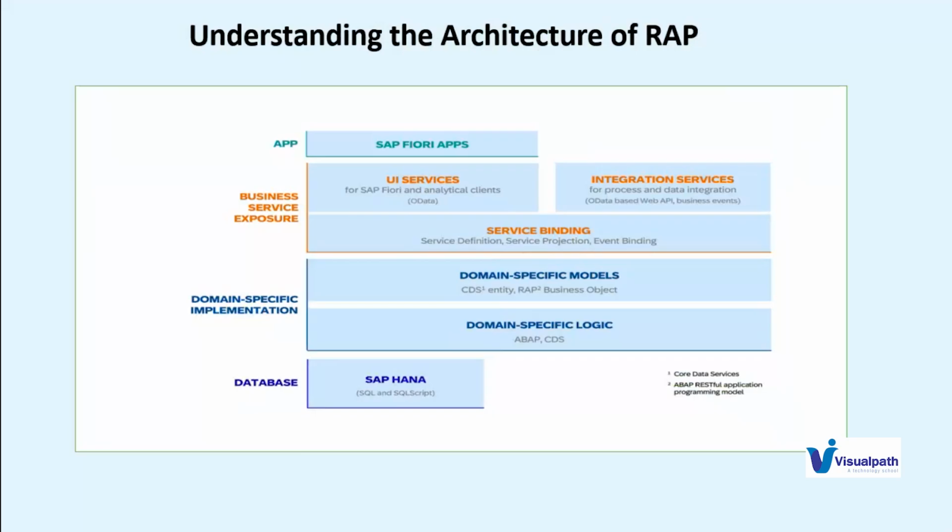The third layer is about business service exposure. Service binding also comes in the business service exposure. You can see there are three different things in business service exposure: UI services for SAP Fiori and analytical clients, integration services for process and data integration or database Web APIs, and business events.